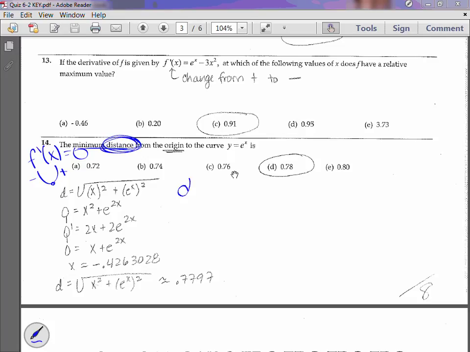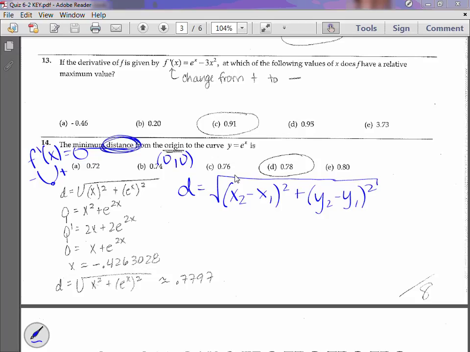Now my distance formula. You may not have believed me when I told you that you needed to know this. Your distance formula, dig back to your geometry years: x2 minus x1 quantity squared plus y2 minus y1 quantity squared, all square rooted. It says the distance from the origin to the curve. So my origin is the point (0, 0), and my other point is going to be on the curve. I don't know where that is located, but I know that whatever the x value, the y value will be e to the x. So that's just my function. Those are the 2 points we use with our distance formula, and that is how we arrive at this.